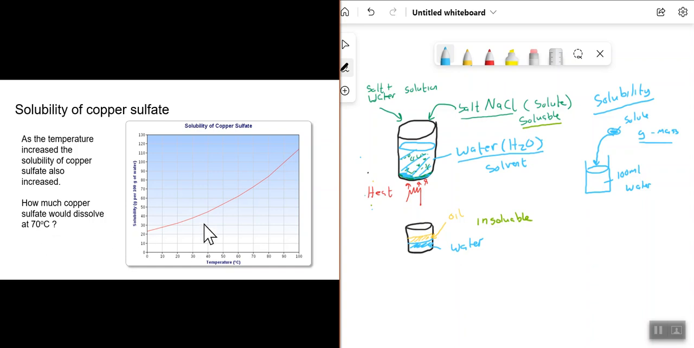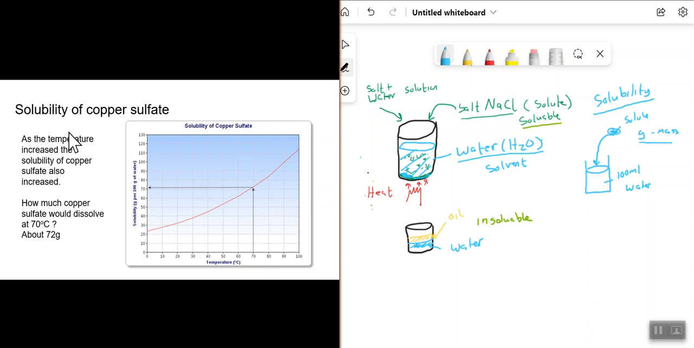So what we can do then is use this graph and read information off it. How much copper sulfate would dissolve at 70 degrees Celsius? If we wanted to work out, at this temperature, how much copper sulfate would dissolve, we can come across here, draw a line up, draw a line across, and then read off how many grams per 100 mils of water will dissolve at that temperature of 70 degrees. And it's roughly about 72 grams. Okay, so we can see it here. Draw a line up, draw it across.